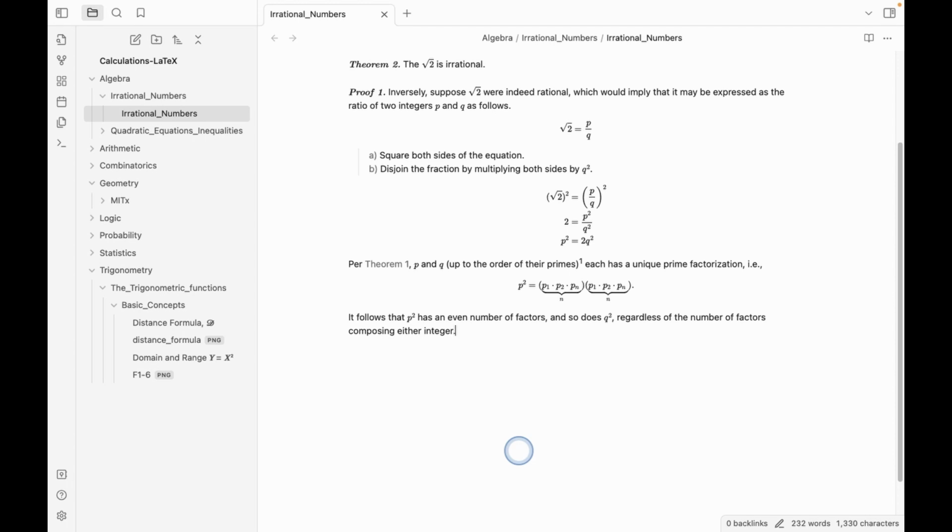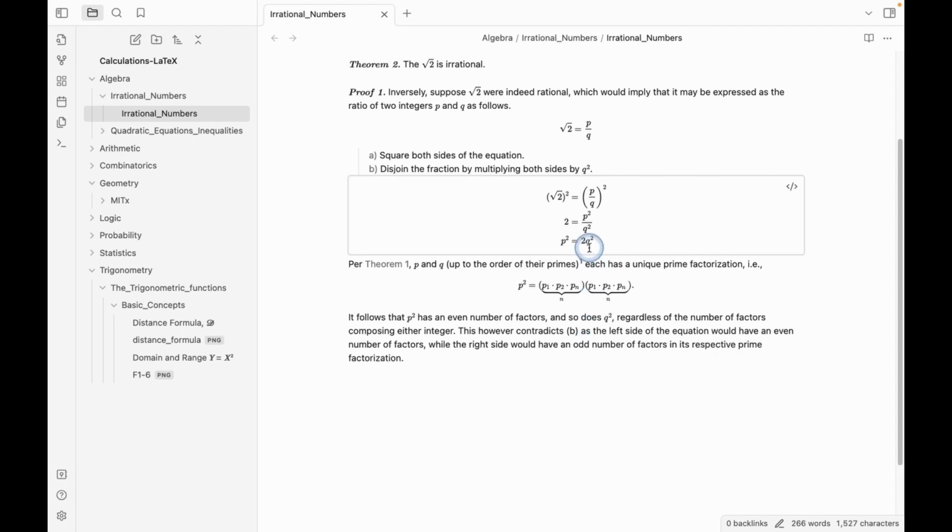Well, this, however, contradicts the equation derived in step B, as the left side of the equation would have an even number of factors, while the right side would have an odd number of factors in its respective prime factorization. Clearly, there's an extra factor of 2 here on the right side of the equation. Therefore, our assumption that the square root of 2 is rational must be rejected as invalid. Okay, so that constitutes the first proof. Let's do another one.